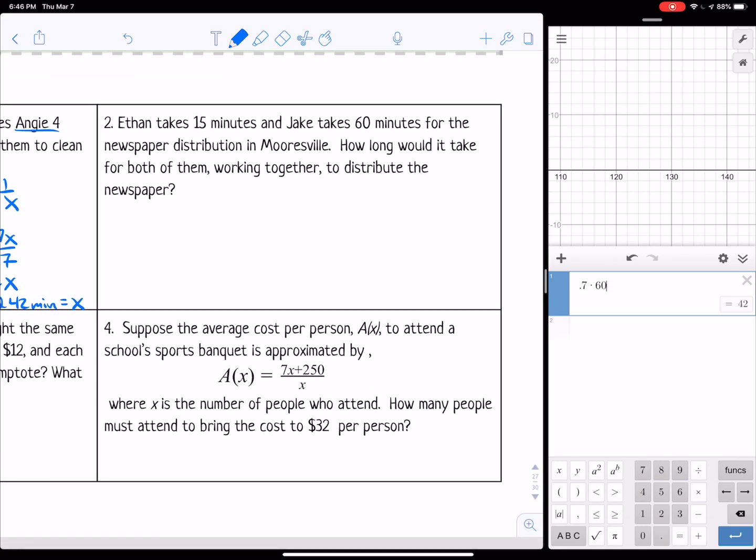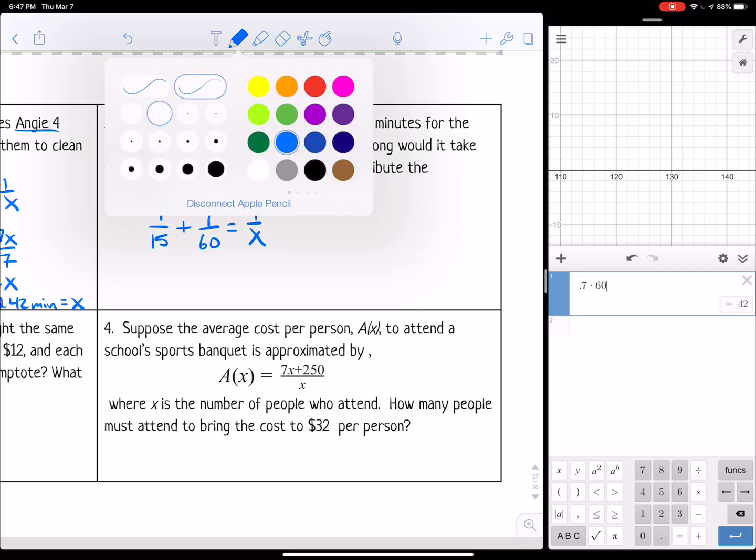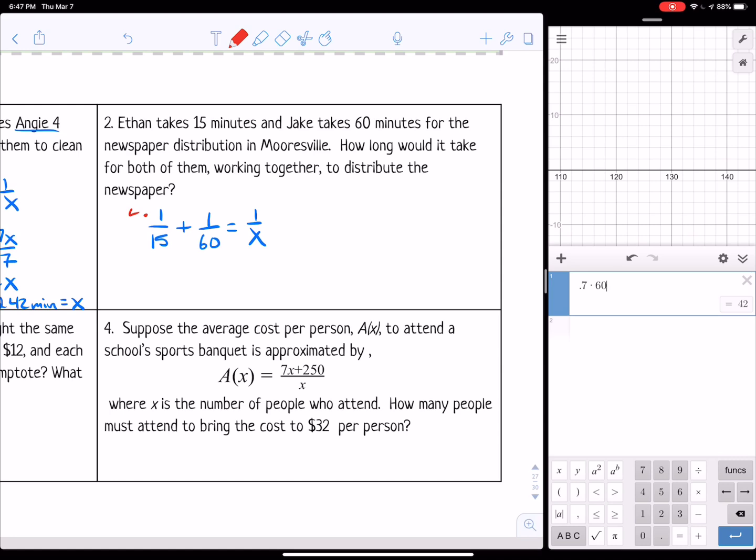Ethan takes 15 minutes and Jake takes 60 minutes for the newspaper distribution in Mooresville. How long would it take for both of them working together to distribute the newspaper? So Ethan does one job in 15 minutes, so we put 1/15. Jake does the same job, so one job in 60 minutes. And then we're trying to figure out how long it takes them to work together, so we set that equal to 1/x. And then I just need to get a common denominator so I can add them together. So I'm going to multiply this first fraction by 4. And that'll give me 4/60 plus 1/60 equals 1/x.